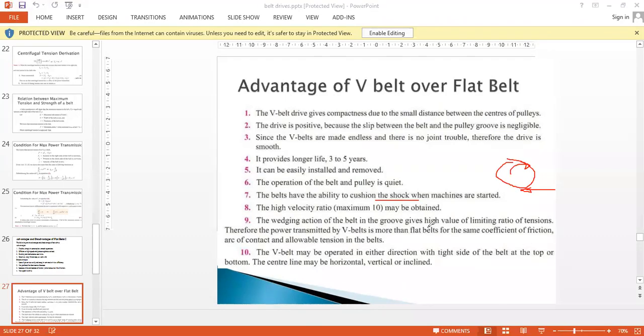So these are some of the advantages of a V belt drive. So we'll stop here for today.